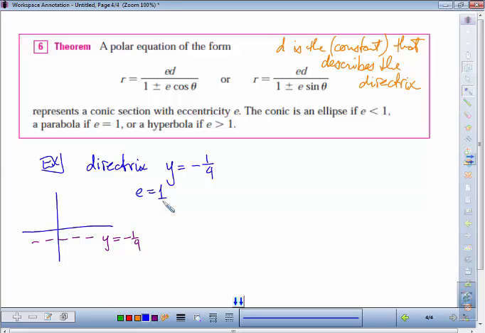So what we could do is take a look at the graph of this. r is equal to e, which is 1, times the directrix 1/4, divided by 1 plus or minus. I'm going to take a guess and have it as a plus, and then we'll take a look at the graph. I want the graph to be your standard y equals x squared parabola. Let's see how that turns out. And I'll use the cosine function.